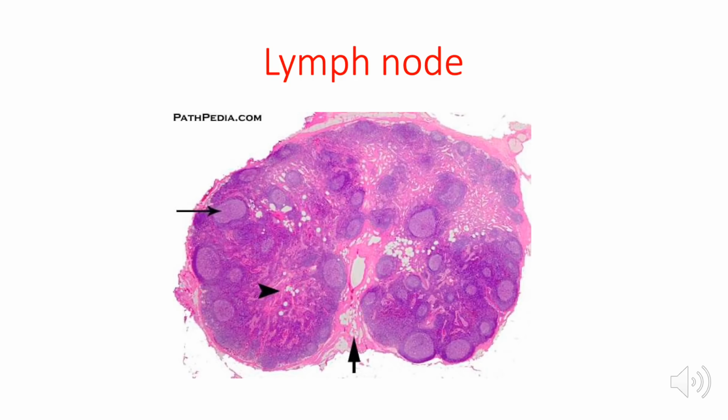This is the microscopic picture of a lymph node. Appreciate that it contains a lot of cells. So therefore, this organ should be rich in reticular fibers.